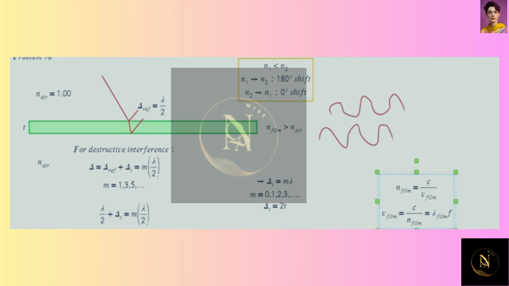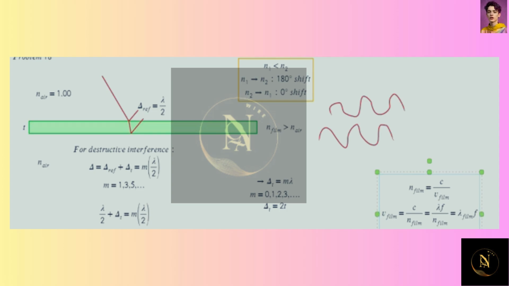So here we could go ahead and express this c. c is given by lambda f over n film. And this lambda film times f, that is how velocity is expressed. So let's take a look at these last two terms here. Notice that f cancels out with f, and we have an expression for lambda film. It's going to be equal to lambda over n film.